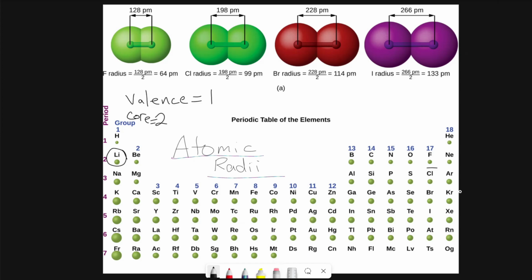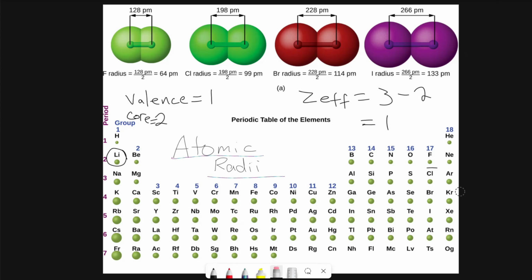So if we were to do the calculation that we did before for lithium, the effective nuclear charge would total 3, which is the positive nuclear charge because it has 3 protons, minus the 2 core electrons, which are in the way and shielding the valence electron from the nucleus. Therefore, the effective nuclear charge is equal to 1 for lithium.